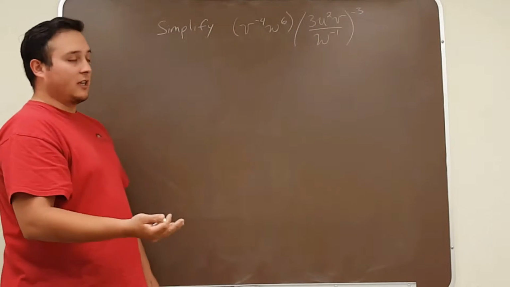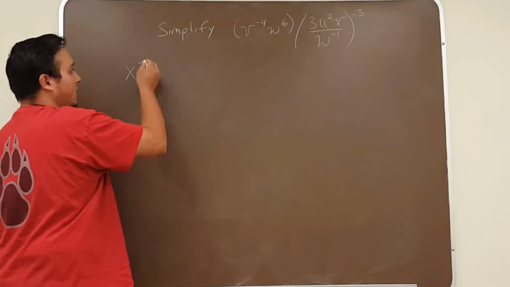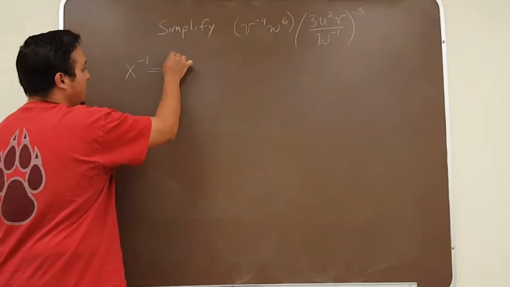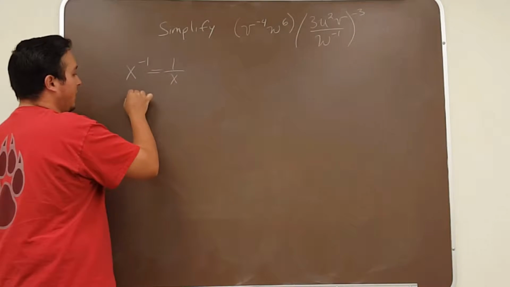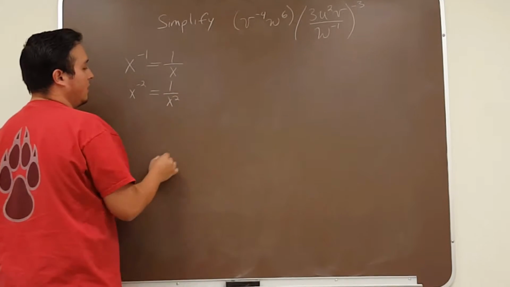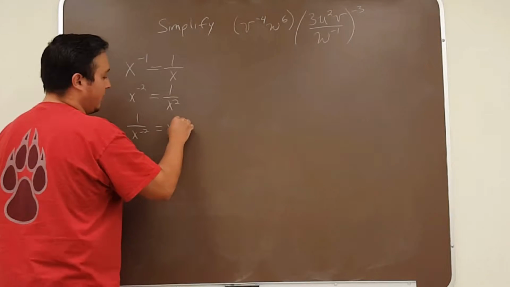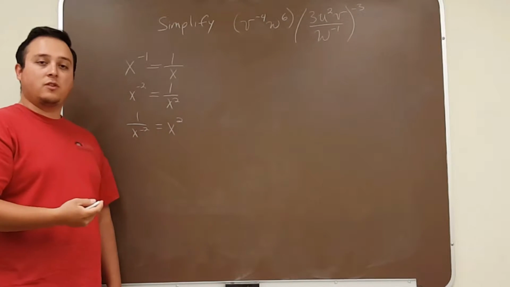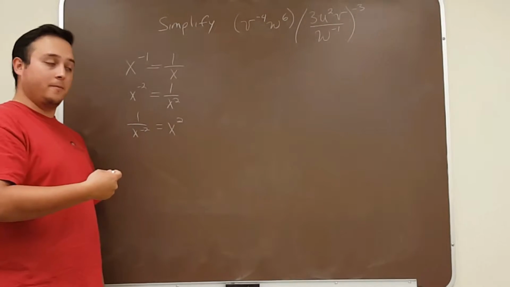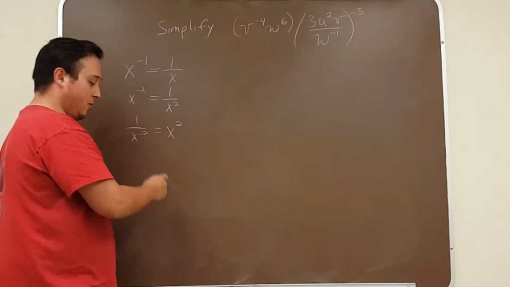So how do I make a negative exponent positive? Well, there's a property to that. If you have x to the negative 1, just for example, this would be 1 over x. If you have x to the negative 2, this would be 1 over x squared. If I have 1 over x to the negative 2, this would be x squared. So the way you make negative exponents positive is by flipping the term. If it's in the numerator, it goes down to the denominator. If it's in the denominator, it goes up to the numerator.